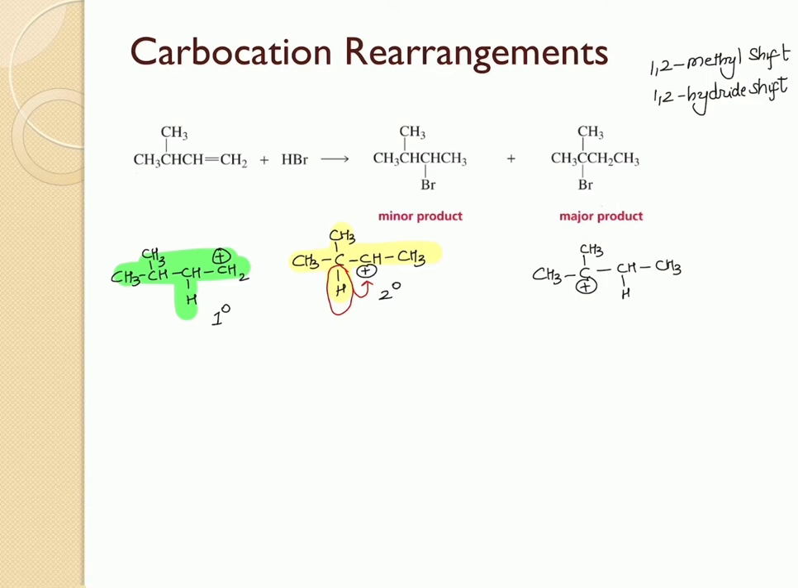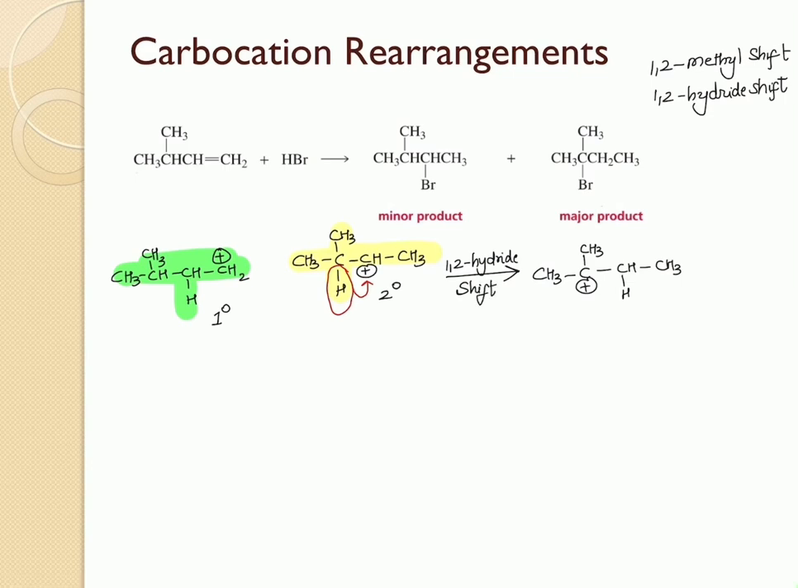Now the positive charge and the hydride group has shifted its position. So it is shifted from one position to the second position. If you keep this as 1 and this as 2, the shift is taking place from the first position to the second position, and therefore this is called a 1,2 shift. So through a 1,2 hydride shift, a secondary carbocation has been converted into a tertiary carbocation.